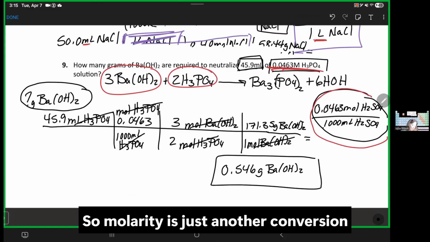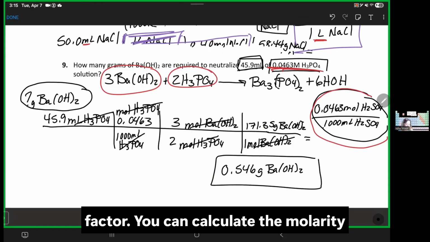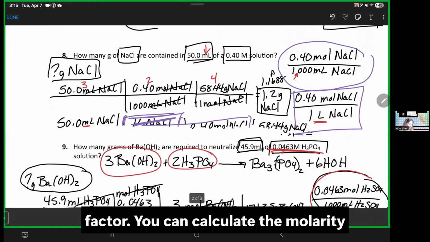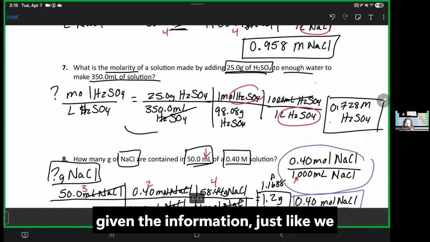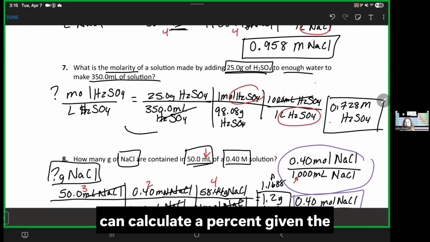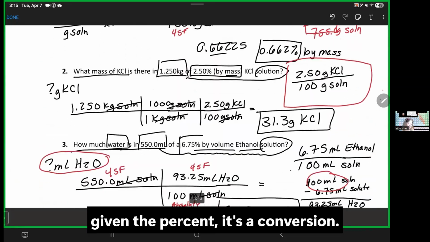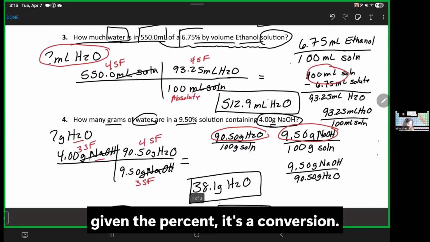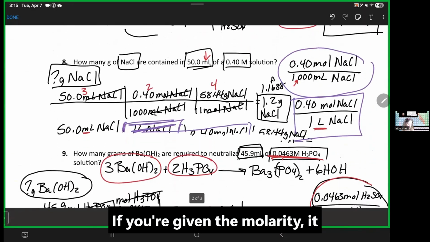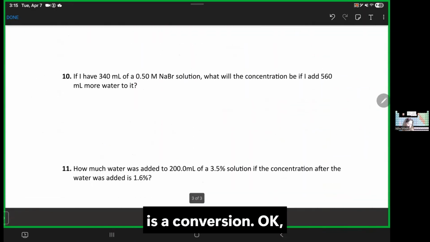Okay, so molarity is just another conversion factor. You can calculate the molarity given the information, just like we can calculate a percent given the information up here. But if you're given the percent, it's a conversion. If you're given the molarity, it is a conversion.